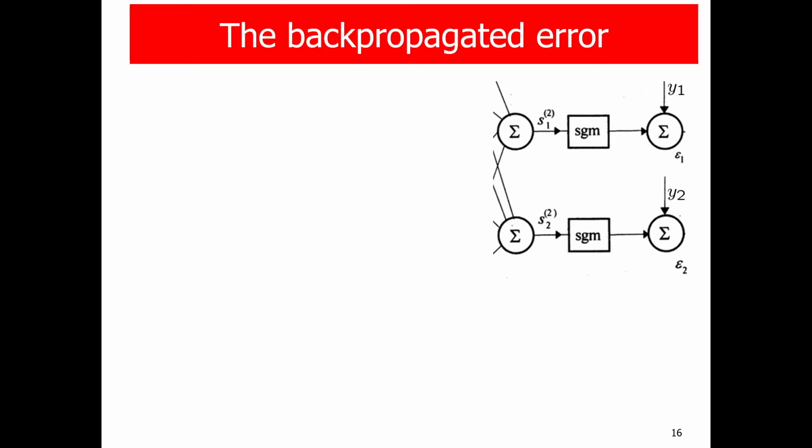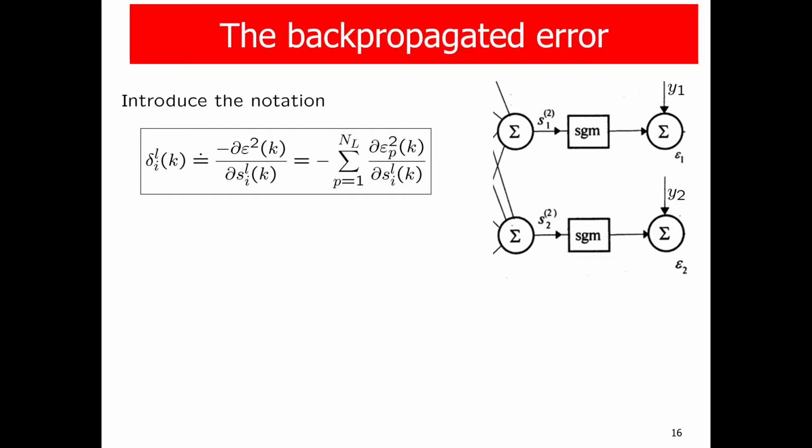Now that we are done with all the preparations, let's introduce the so-called backpropagated error. This is denoted by this delta_{l,i}^k quantity. We will need to calculate the derivative of the squared error with respect to the weights of the neural network. Here instead, we calculate the derivative of the squared error with respect to the S_{l,i} quantities.